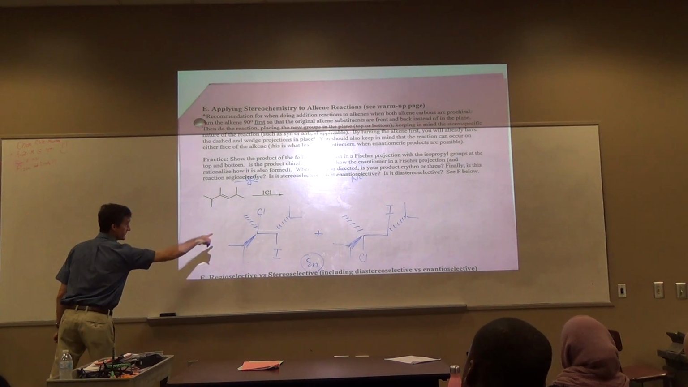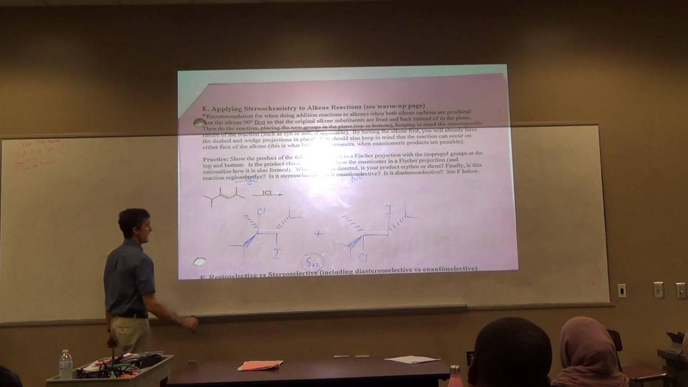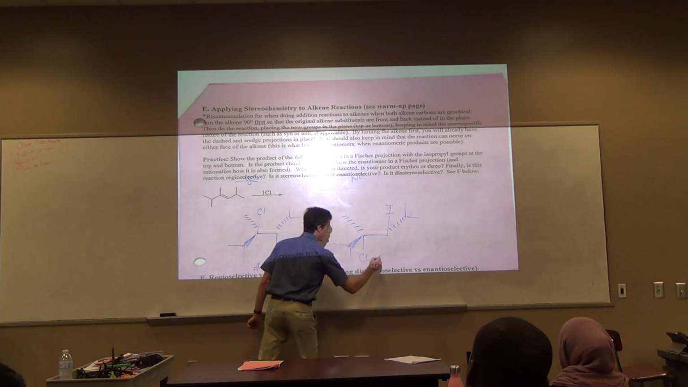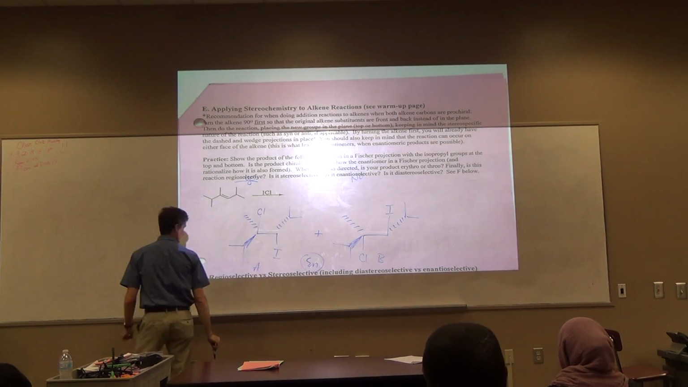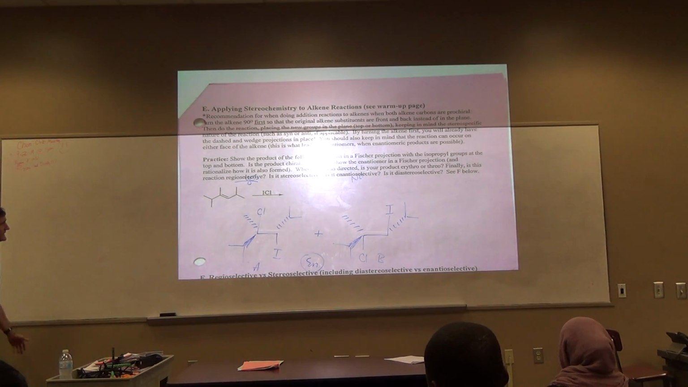Well, what did it give? Let's draw this in a Fischer. A and B. Let's draw A in a Fischer. We can put anything up or down. What do you want to put up? Chlorine, iodine, you're playing. You'll put chlorine at the top? Or iodine, it doesn't matter. Let's put chlorine at the top.